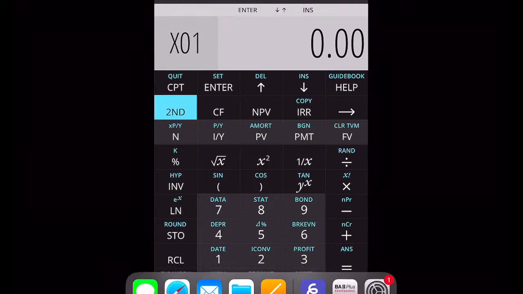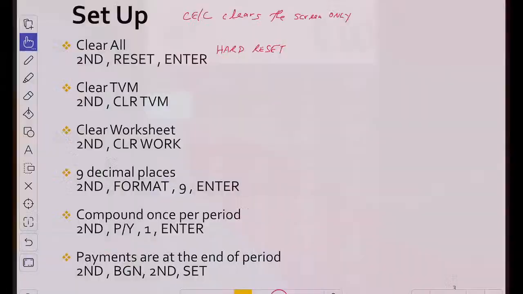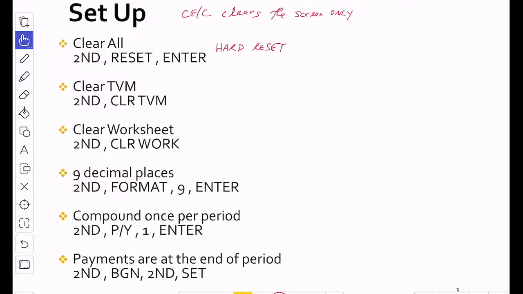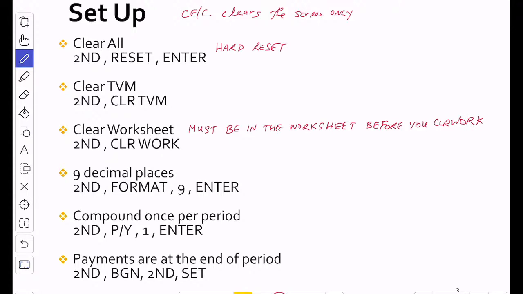All right, so let me make a note here. You must be in the worksheet before you clear work. Okay? Questions so far?